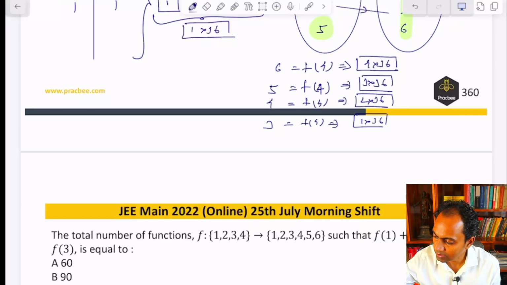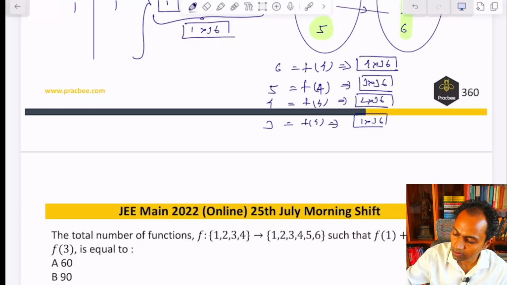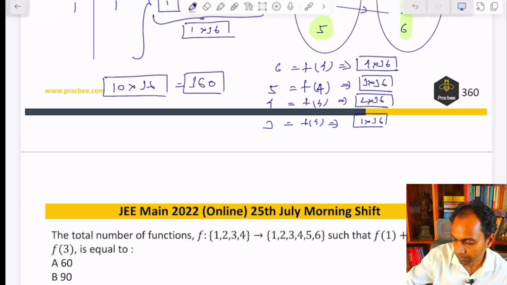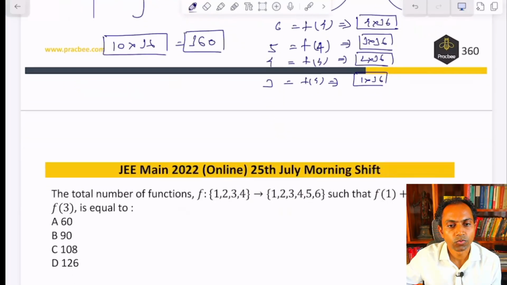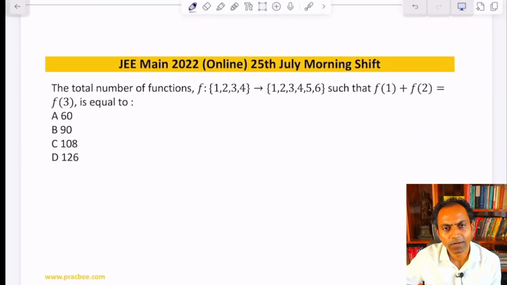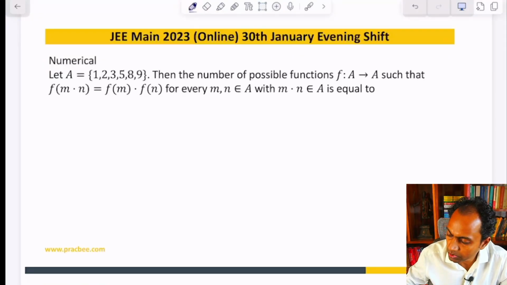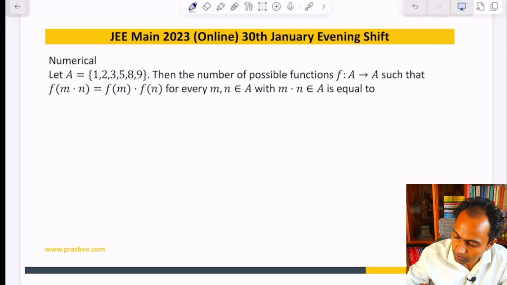So there are 4 plus 3, 7, 7 plus 2, 9 plus 1, 10. So 10 into 36 cases. Answer comes out to be 360. Now this 2022 question is similar kind of question based on similar idea. In this next 2023 question, we will have to check for different cases that might be possible.